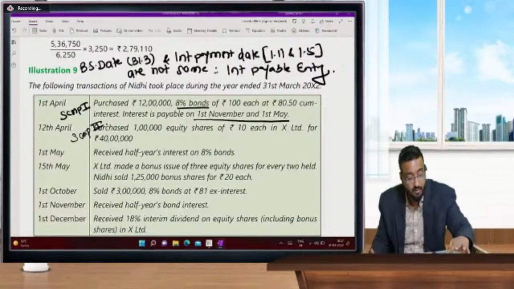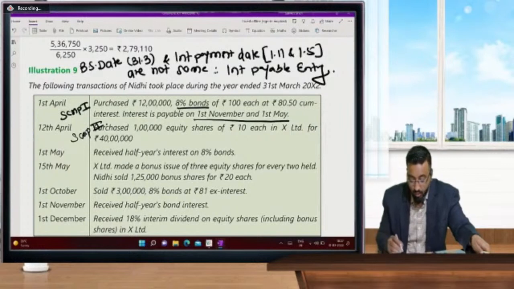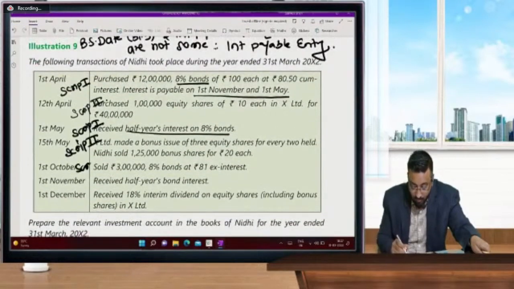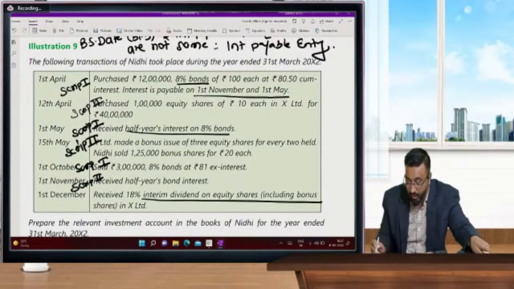Yes बेटा, पूजा कोई दिक्कत नहीं बेटा, मैं भी हंसी मजाक में ले रहा था. Yes, this is script number 1, 1st May. Bonus issue बेटा. Script number 2. लिखो ना क्वेश्चन पे script 1, script 2. You have to write it beta over there. Then sold bonds, again script 1. Received half year bonds interest, script number 2. And received 18% interim dividend including bonus shares. So this is script number 1.